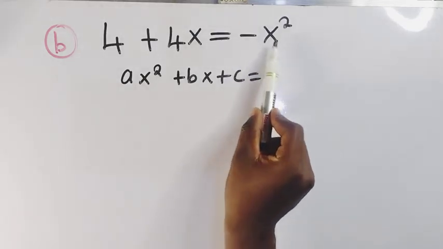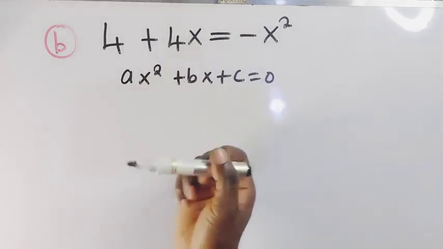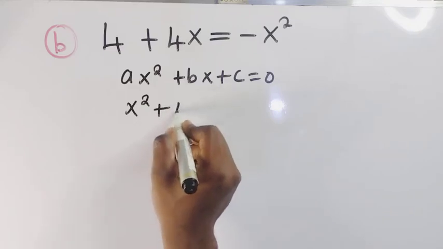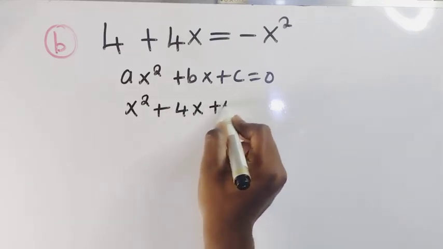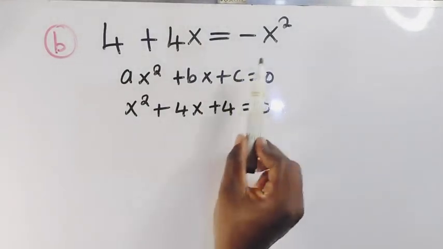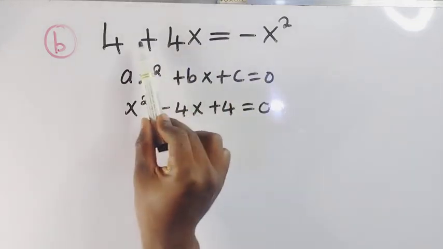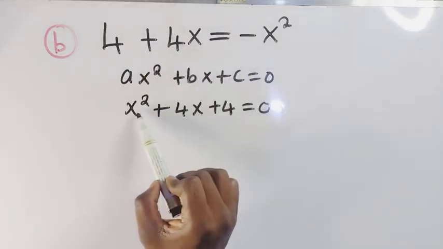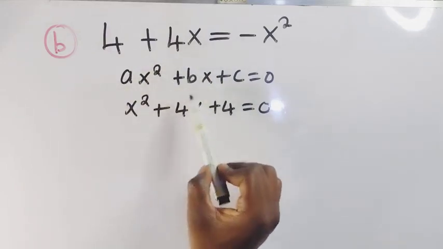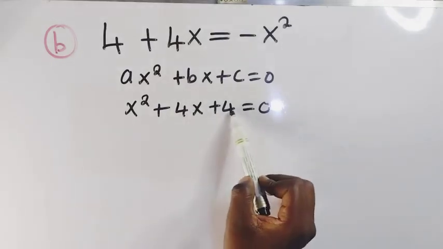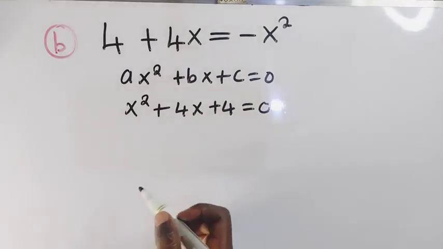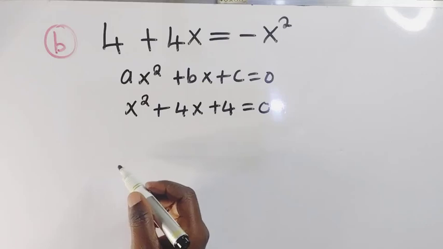Meaning that the minus x squared here will come to the left hand side. So we are going to have x squared plus 4x plus 4 equal to 0. What has happened here is that the negative x squared has come to this side. It was a negative, it has become a positive. Then we maintain these the way they are. So right here we have bx, which is 4x, then plus 4, which is c, equal to 0.